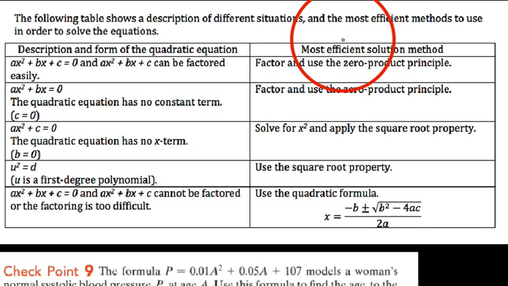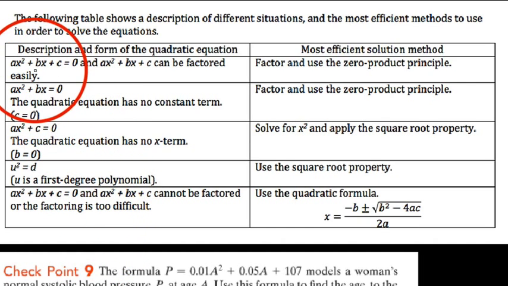What I can tell you is, if at all possible, we like to solve quadratic equations by either factoring or using square roots, but it's not always a possibility. And so sometimes we have to complete the square or use the quadratic formula. So let's run through these very quickly, and then we'll talk about these application problems.